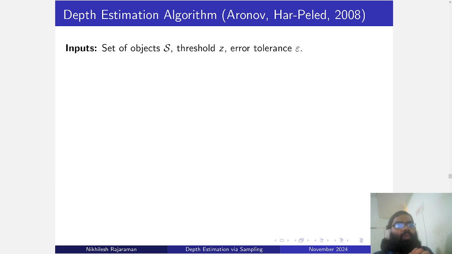Okay, so what's our setup here? The setup is again the same as always: we're going to talk about the decision version of depth estimation. Upfront, we're given as input our set of objects, called S. We're given our depth threshold Z, which we want to decide whether the true depth is greater than or lower than. And then we're given a multiplicative error tolerance epsilon. The first thing to do is to pre-process this input into some data structure that we're going to use later to answer queries efficiently.